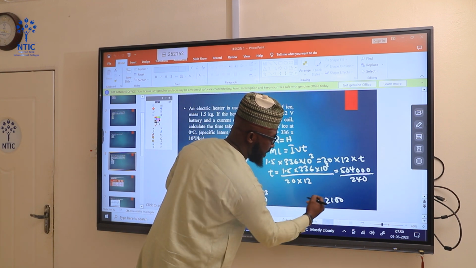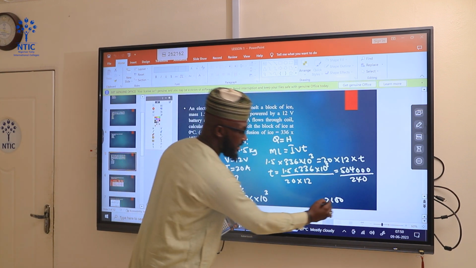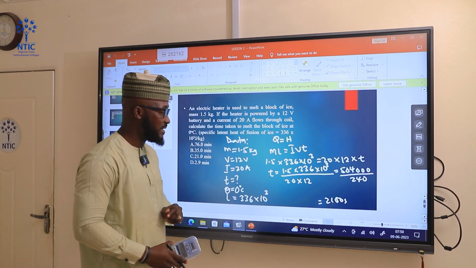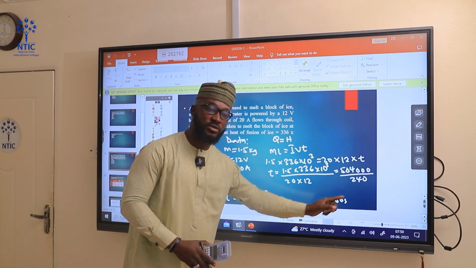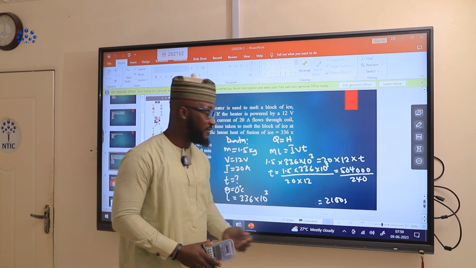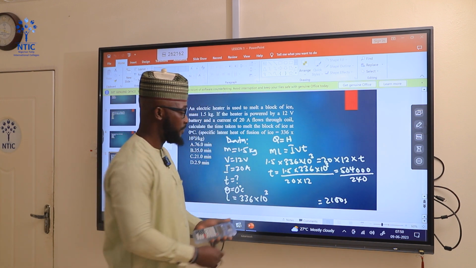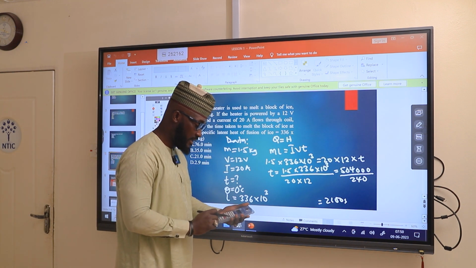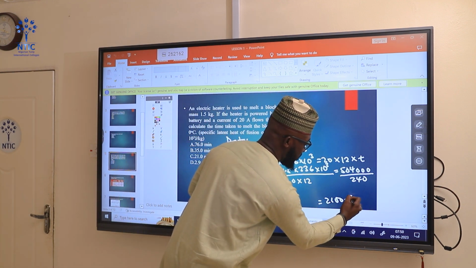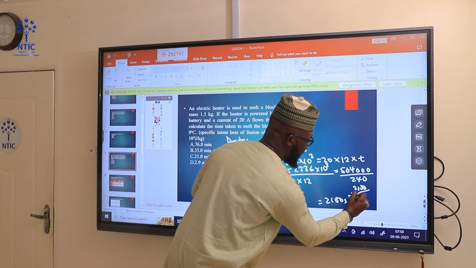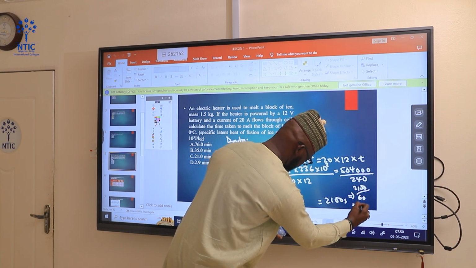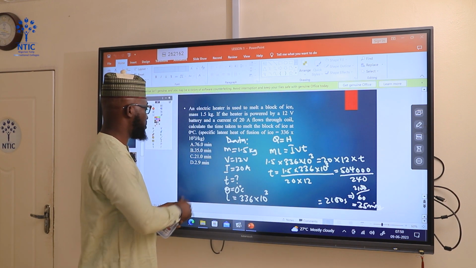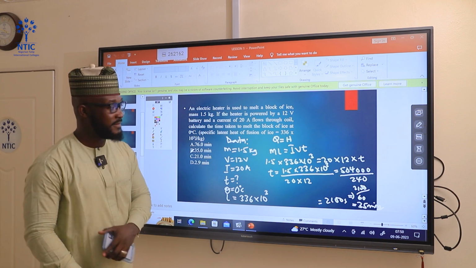So time is calculated now. We have our answer in seconds. But looking at the options here, the answers are represented in minutes. So how do we convert 2100 seconds to minutes? We simply do that by dividing by 60. So 2100 divided by 60 will be equal to 35 minutes. So 35 minutes, meaning option B is correct.